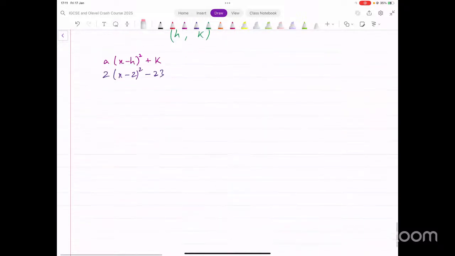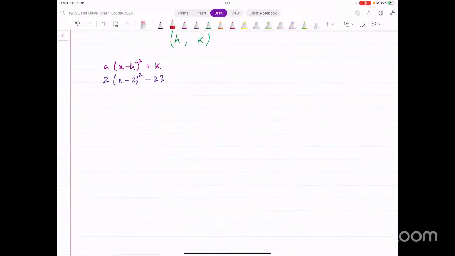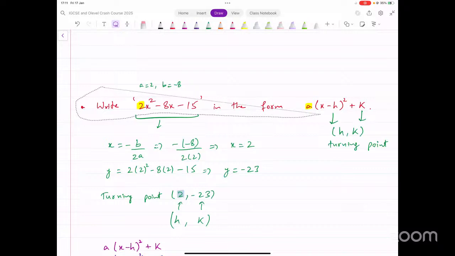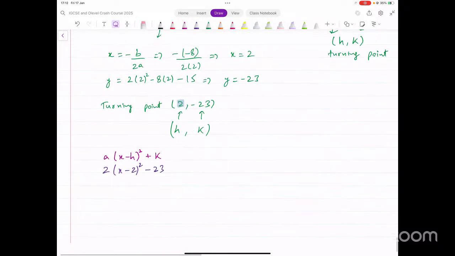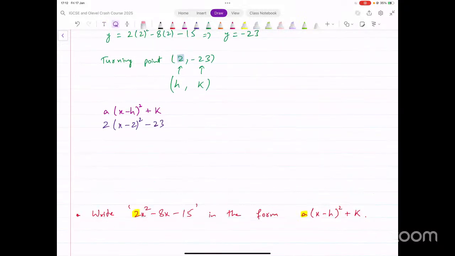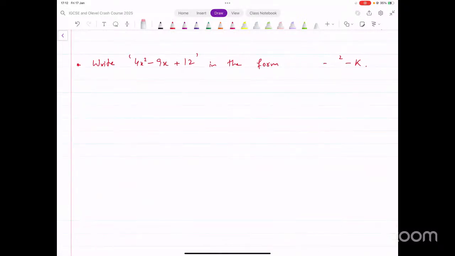Okay, let's take another example. Let's take an example that's a bit more complicated. So in this case, we had to convert it to this form, right? Now, let's say they change it slightly, and they want you to write another function which looks like this, for instance, 4x squared minus 9x plus 12. We want to write this function in the form a into x plus b whole squared plus c.